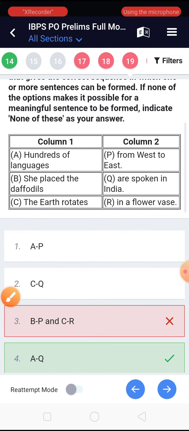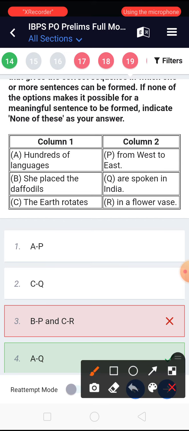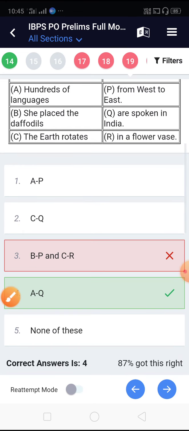मेरा गलत हो गया. 100 ऑफ ए और पी का देखते हैं. 100 of the language from West to East. ए का क्यू से. 100 of the languages are spoken in India. ए का क्यू से. ऑप्शन नंबर 4.